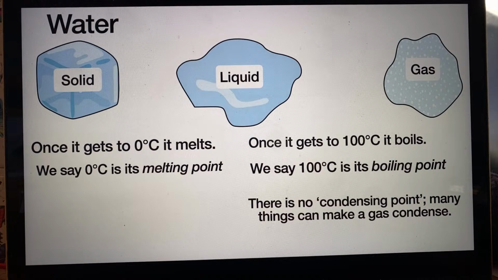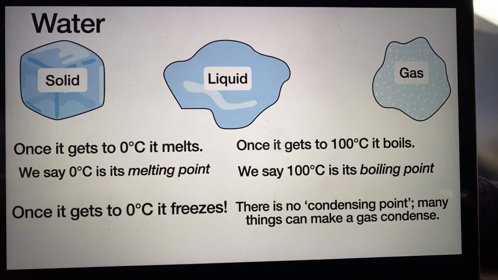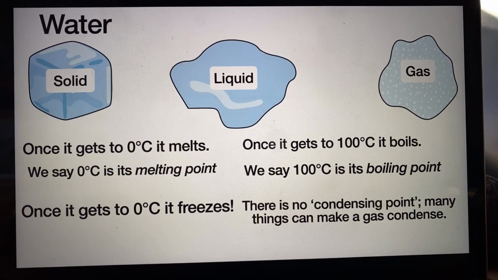We don't really talk about a condensing point because lots of things can make a gas condense. Like if you've just got loads of water particles in the air, if it's very, very humid, then water particles just cannot fit into the air anymore. So they start to appear as water on things. Like if you've ever seen dew, maybe fresh dew on the grass in the morning, it might just be that there was too much water in the air and some of it had to come out. So it's not like at a precise temperature condensing happens. Generally speaking, you can talk about freezing as well. We're mainly going to talk about melting points and boiling points.